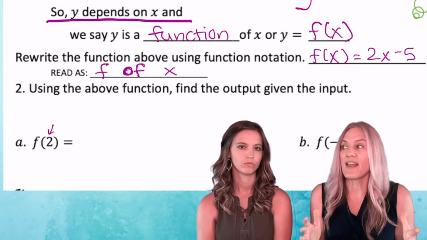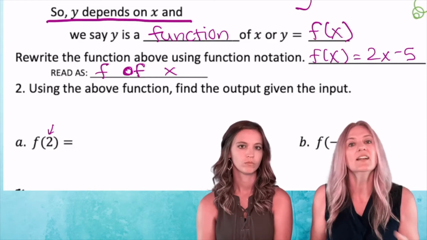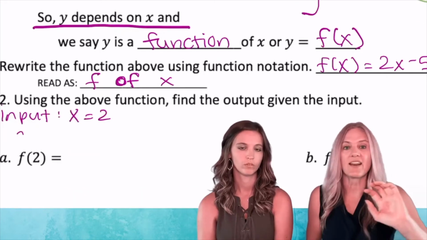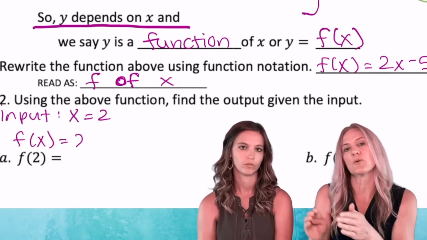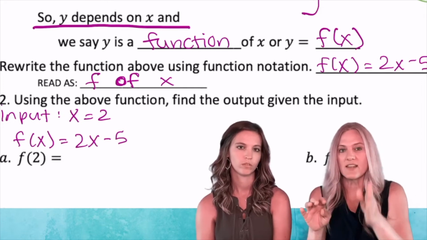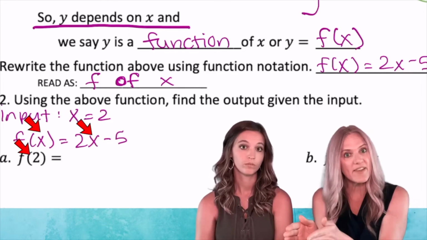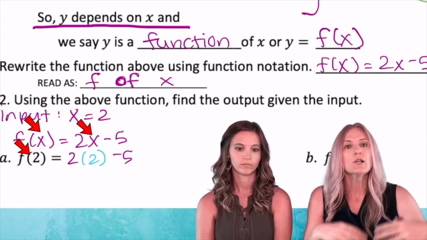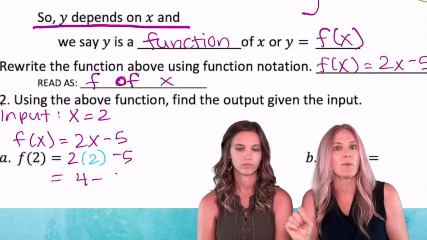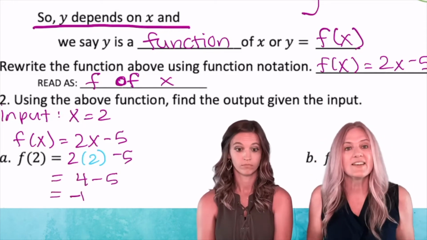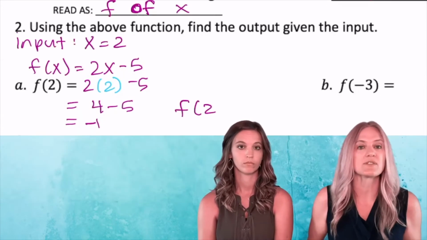Well, this is why it's a nice, efficient way of doing it. The input is 2, and I go ahead and rewrite that f of x equals 2x minus 5 above it, and I notice that the x has been replaced by 2, so I go on the other side and I replace the x by 2. So f of 2 equals 2 times 2 minus 5. 4 minus 5, negative 1. So f of 2 equals negative 1.